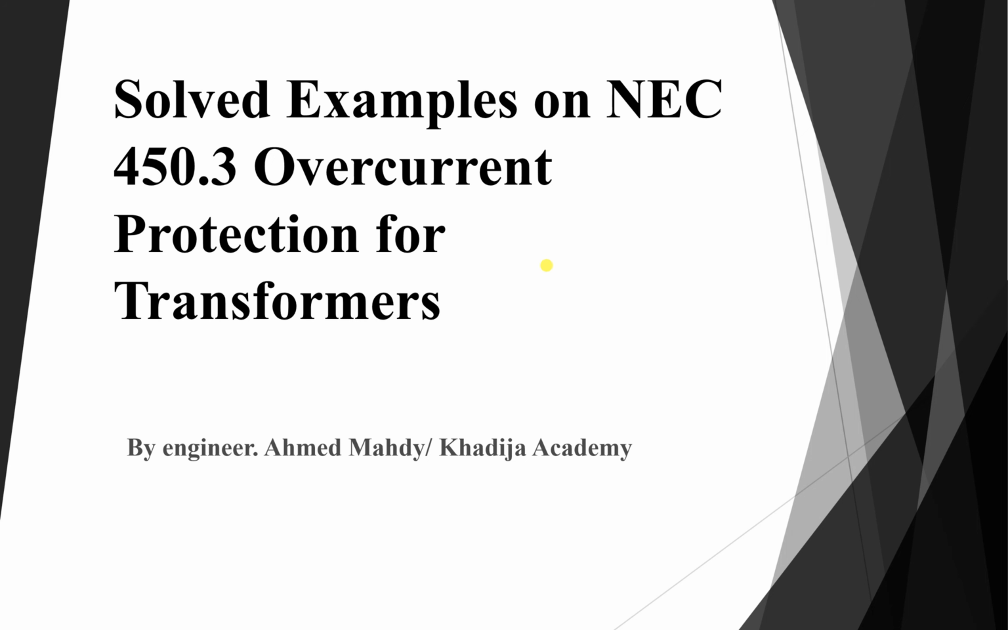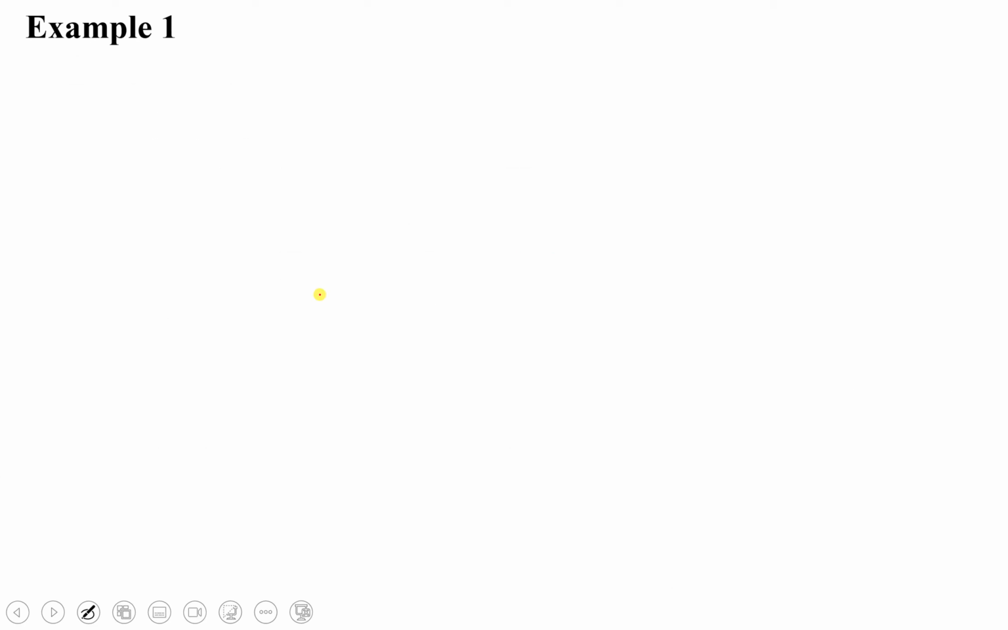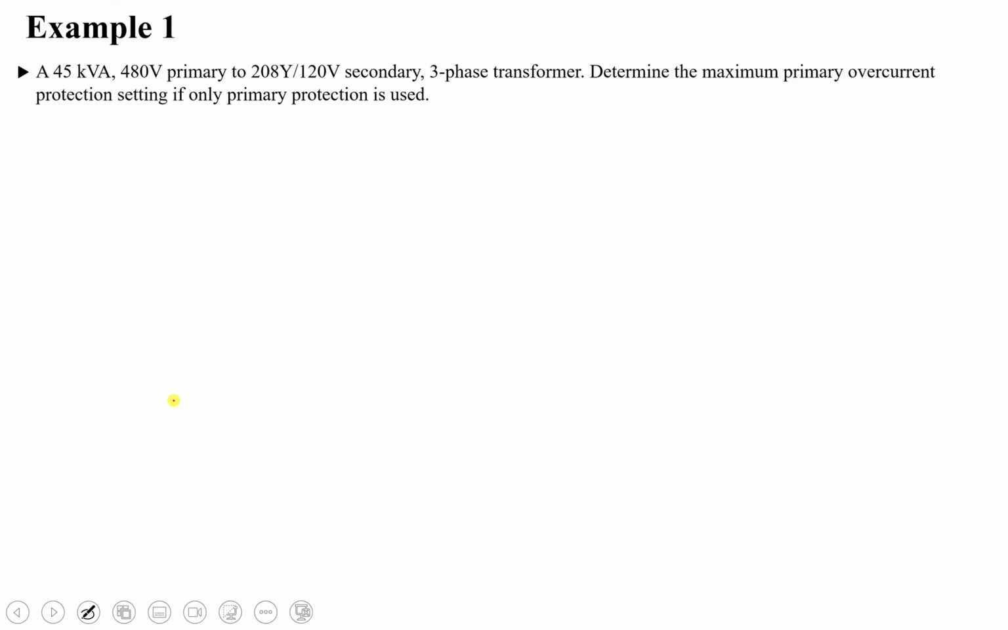Hi and welcome everyone. In this video we would like to have some solved examples on NEC 450.3, which is concerned with the selection of overcurrent protection devices for electrical transformers. In the first example, we have an electrical transformer with an apparent power of 45 kilovolt ampere. This is the rated apparent power of the electrical transformer.